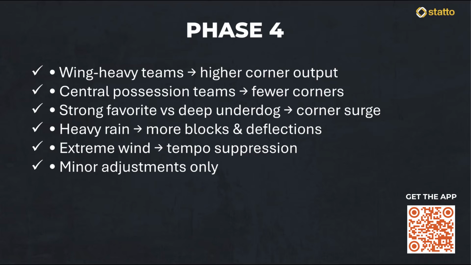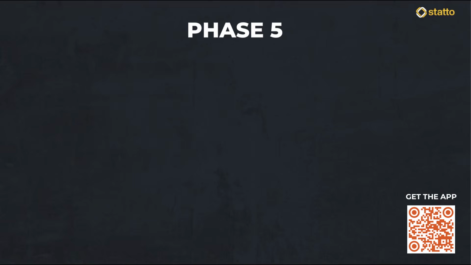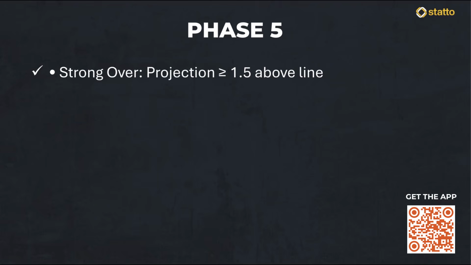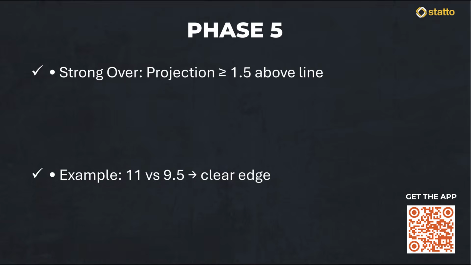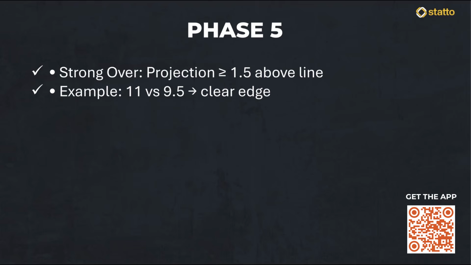That brings us to phase 5, which is our decision buffer. This is all about the professional discipline required to avoid coin flip bets. What most people do wrong is they see a projection of 10.1 and a market line of 10.0, and they immediately place a bet on the over. But that provides zero margin of safety. We need to see a clear gap between our math and the bookmaker's price.